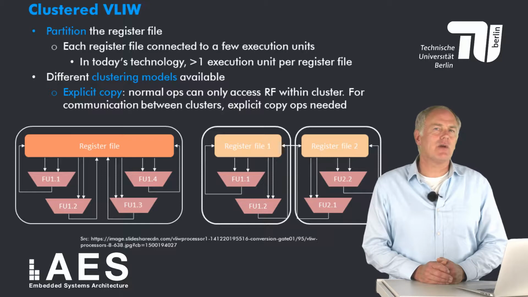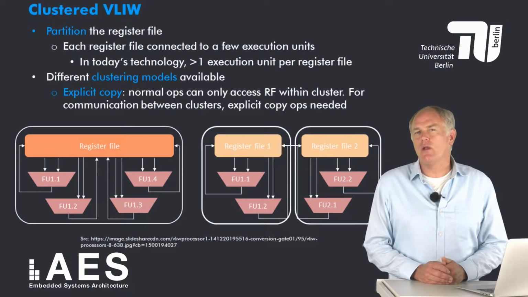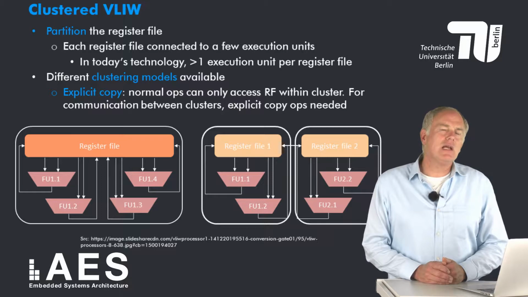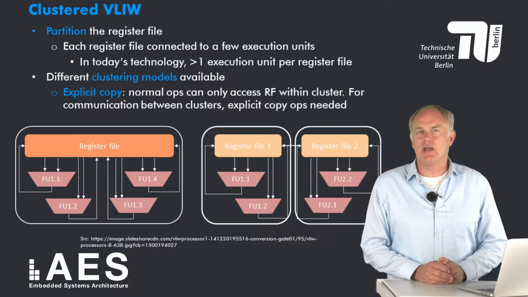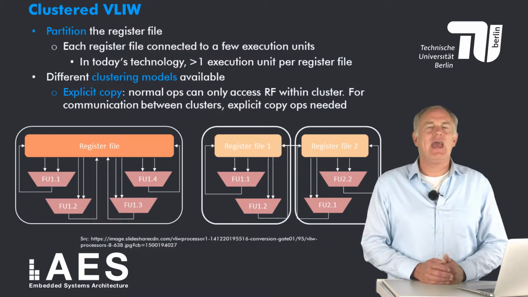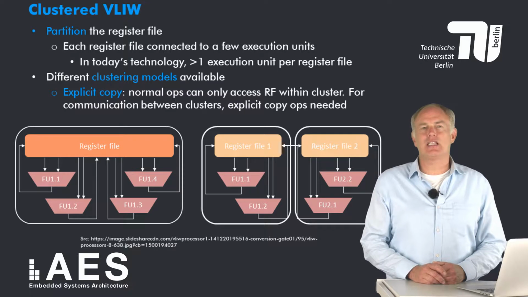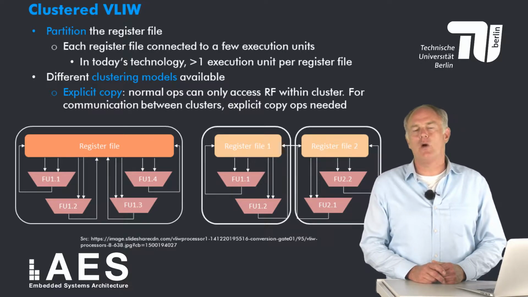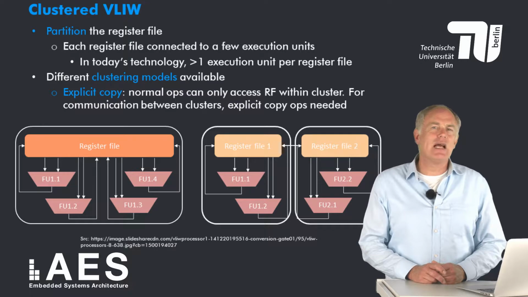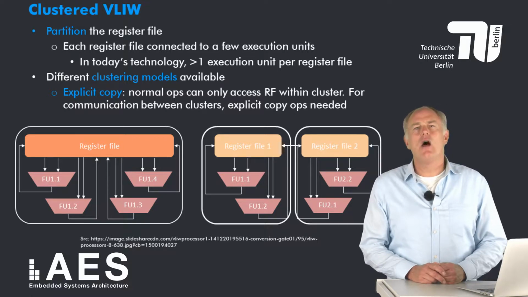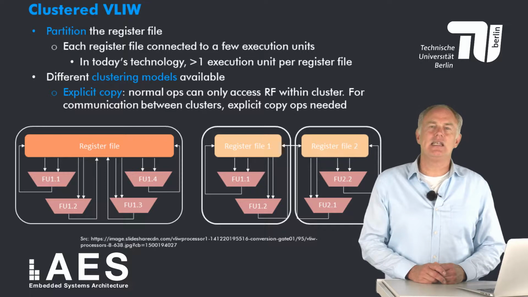There are different cluster models. I'm not going to describe all, but only one. The model illustrated here is explicit copy. That means that normal operations can only access the register file within the cluster they belong to. And if data has to be communicated between clusters, there has to be explicit copy operations from one cluster to another. This model has several advantages compared to other models. For example, the copy can also be scheduled by the compiler long before its result is needed in another cluster.